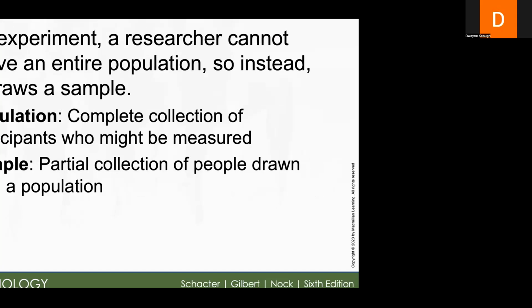So, in an experiment, the researcher cannot observe an entire population. It would be impossible. So, we can draw samples. Remember, the population is the complete set of participants who might be measured of something, and the sample is a partial collection of people drawn from that population. It's the subset from which they come. I think that's hopefully clear by now.